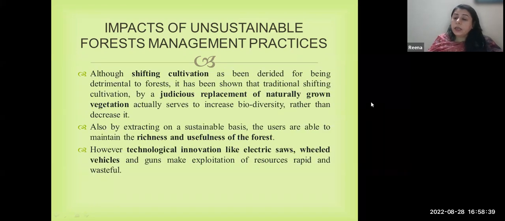So for example, again, technological innovations in forest management have been there, like electric saws, wheeled vehicles, and guns. So all this is helping exploitation at a rapid rate, okay, and which is again a threat to our forest cover.